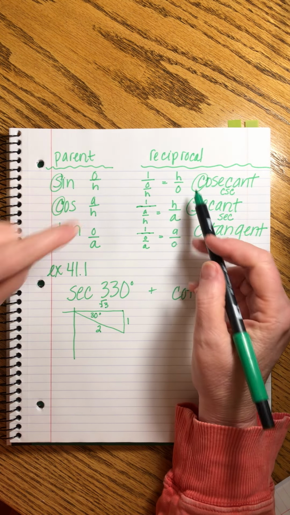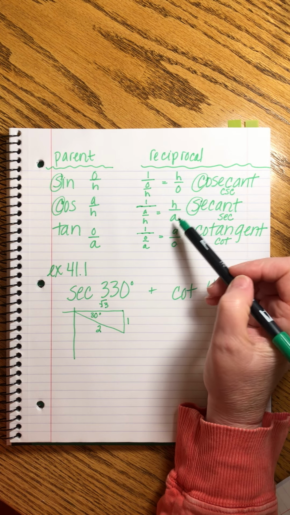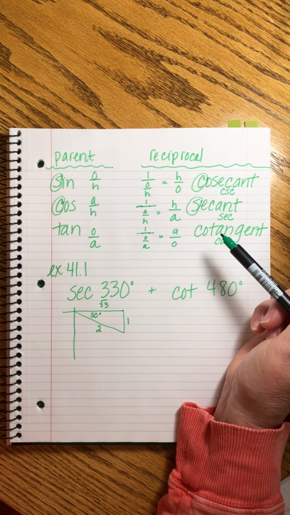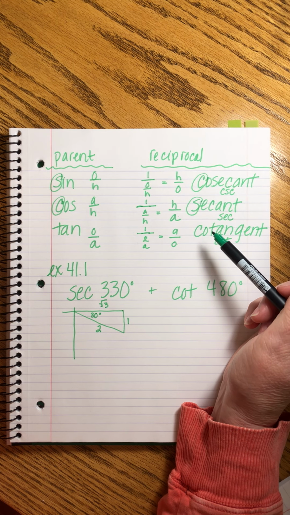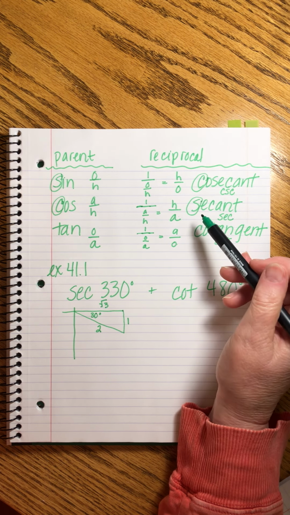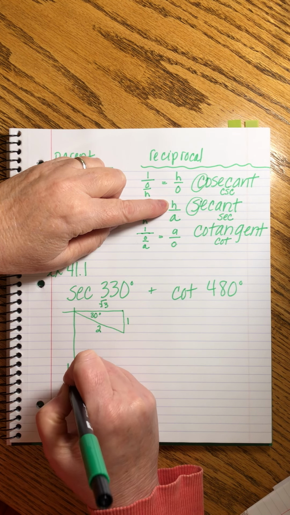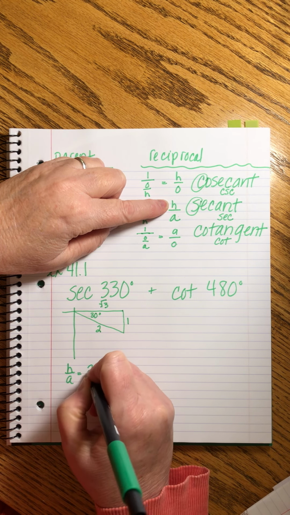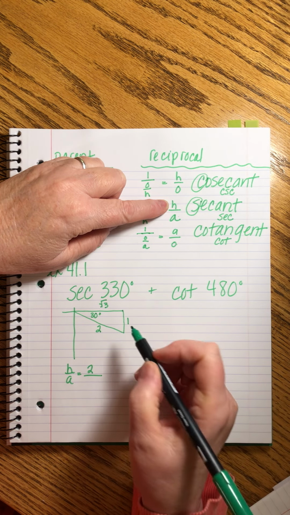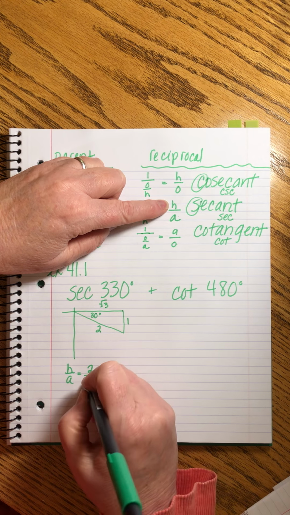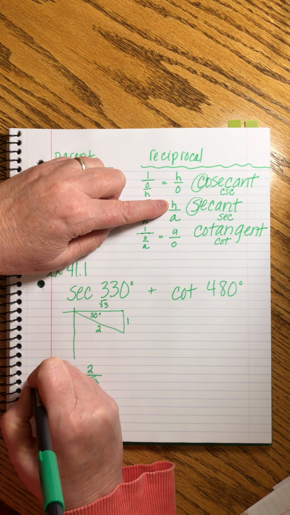Secant is H over A. Notice it says HO, HA, AO. I don't memorize them that way, but that just kind of sticks in my head. Okay, so this is going to be HA, which is equal to hypotenuse 2 over adjacent, which is square root of 3. This is secant.